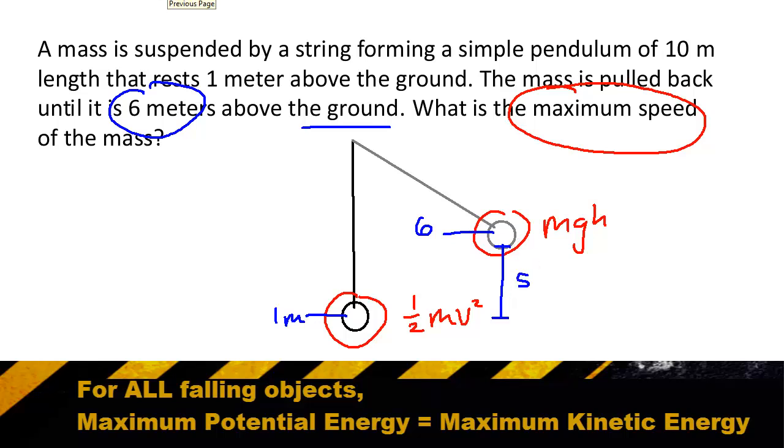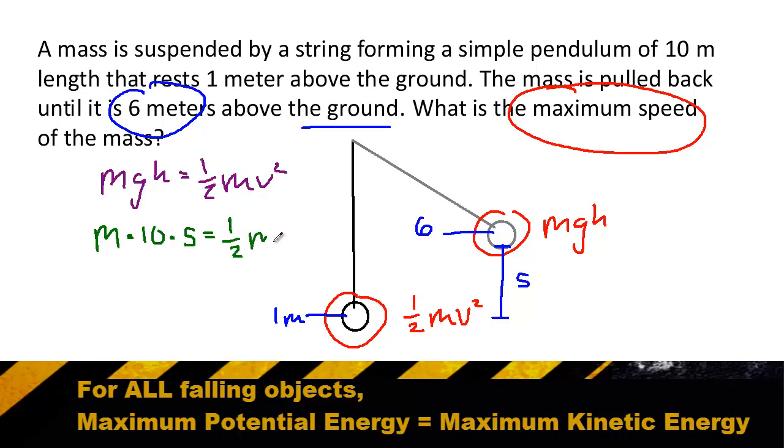Now all we do is set our maximum potential energy equal to our maximum kinetic energy, or mgh will be equal to 1/2 times the mass times the velocity squared. Or in this case, a mass that we don't know times a gravity of 10 times a height of 5 is equal to 1/2 times a mass that we don't know times velocity squared. We do some algebra, the masses cancel out, multiply both sides by 2, and we get 100 is equal to velocity squared, or the maximum velocity is 10 meters per second.